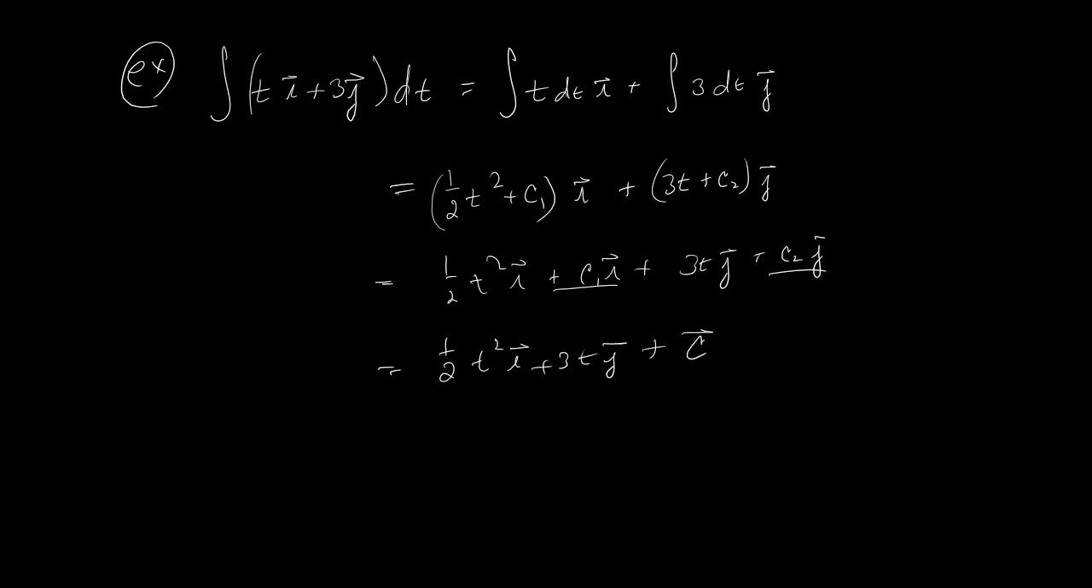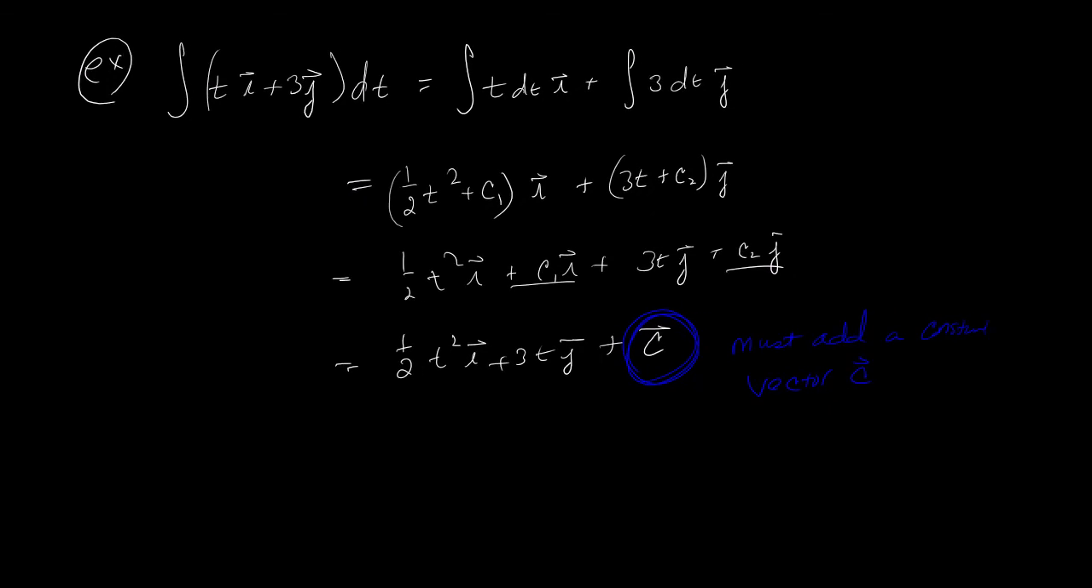Now, I will tell you, I am very, very picky about you putting an arrow above this c. Okay, very, very picky. Let me put a nice, great big circle around it. Must add a vector c. It's a constant. I'll put constant up here. A constant vector c. Okay, because you're adding a vector. So we're doing this integration on a vector. The result is a vector. The constant term that would be added is also a vector. So you must make that a vector. I want to be very clear about that.